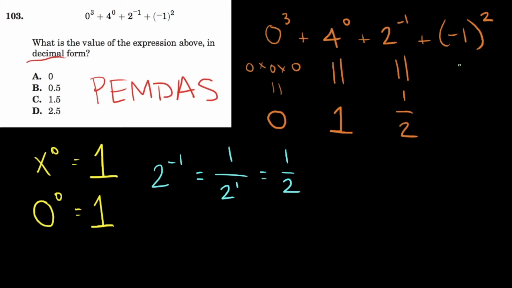And now negative 1 squared, that's negative 1 times negative 1. That would be a positive 1, so this is 1.